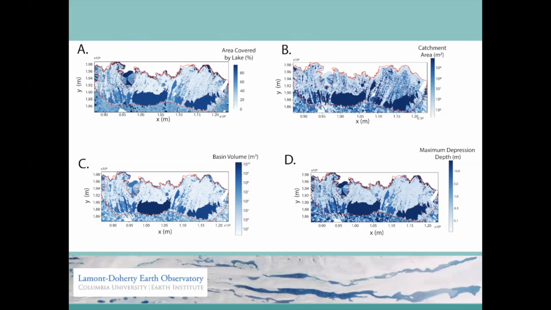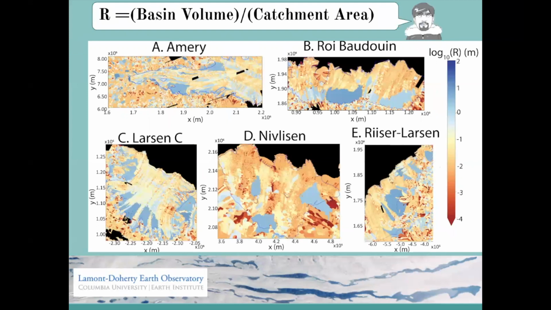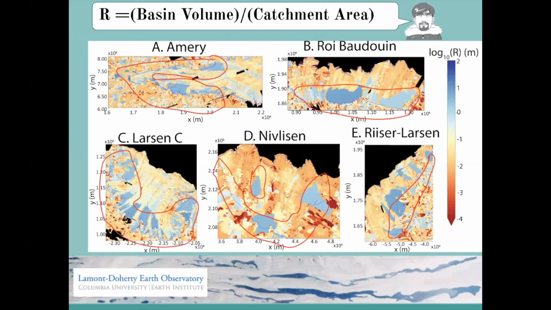And this pattern exists not just on Roi Baudouin, which is the example here, but on all of the catchments that we investigated. We see a pattern in each case of large, deep, and difficult to fill catchments around grounding lines and downstream of exposed rock or nunataks.